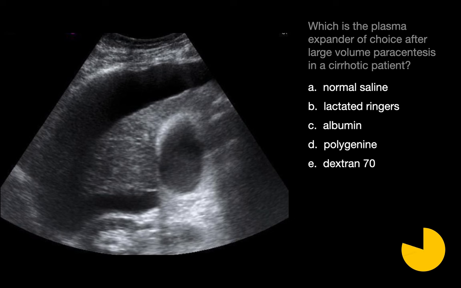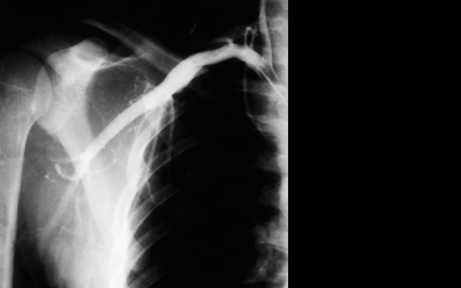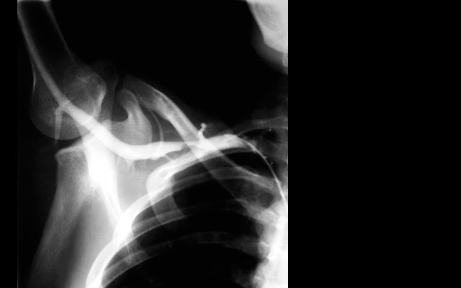What's the plasma expander of choice after large volume paracentesis in a cirrhotic patient? Our expander of choice is albumin, which has a half-life of up to 21 days. Other options like D and E, like dextran 70, for example, have much shorter half-lives of under 24 hours. Notice the patient's arm position.